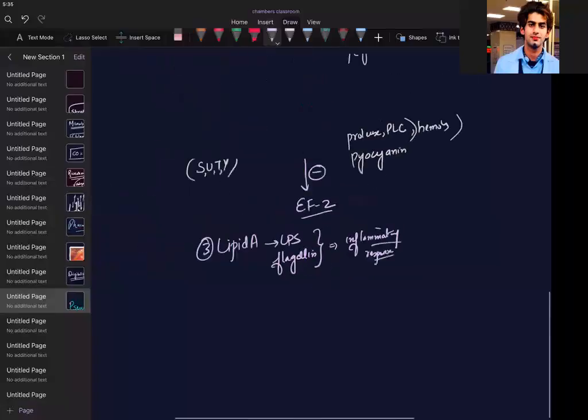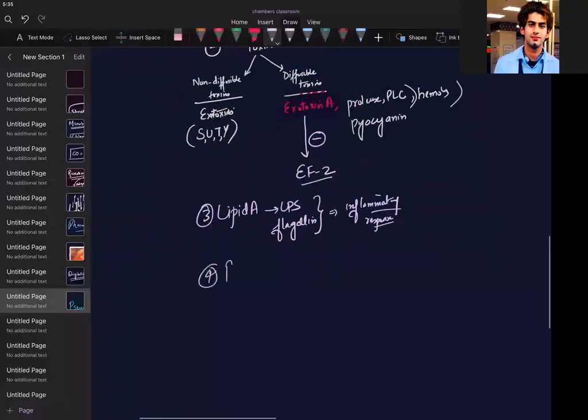Fine. Pigments, I hope I have written already. You have to write like this: fluorescein, pyoverdine, pyomelanin, pyocyanin. But who is producing this pigment majorly? The blue-green pigment, Pseudomonas aeruginosa. The rest it can also produce, but who is majorly producing? So I'm giving you both factors together.